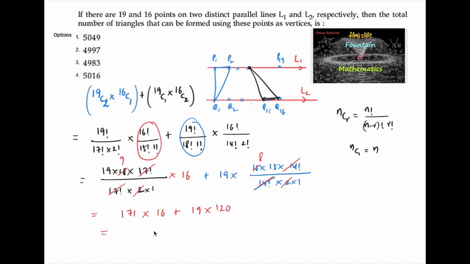So upon simplification you'll get 171 into 16, that is 2736, plus 19 into 120, which is 2280, which is equal to 5016. So the answer is 5016, which is option 4.